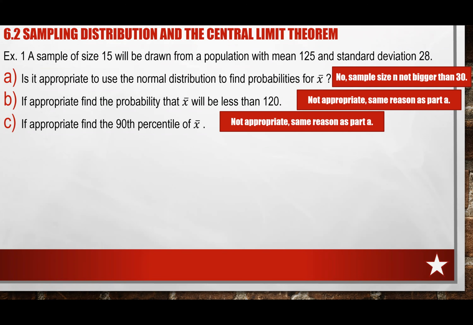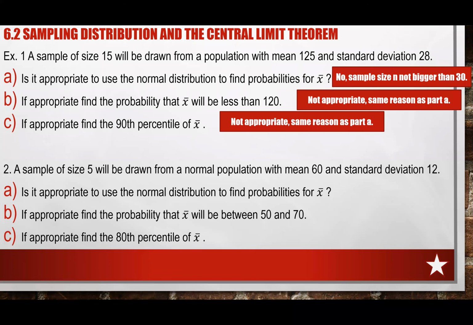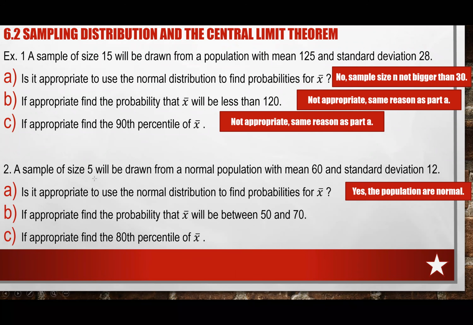Okay, so looking at example 2, they say that a sample size of 5 will be drawn from a normal population with the mean of 60 and the standard deviation of 12. Is it appropriate to use the normal distribution to find the probability of this item? You will see that the answer is yes. And you will say, wait a minute, Mr. Tran. On the above problem, you said that the sample size has to be bigger than 30. And yes, it does. So what is the difference between this problem and the previous one?